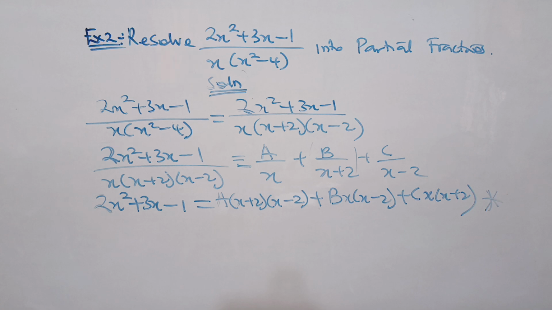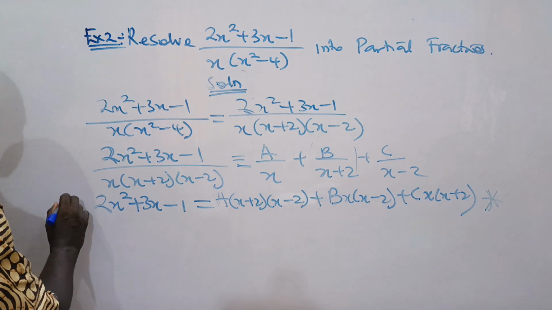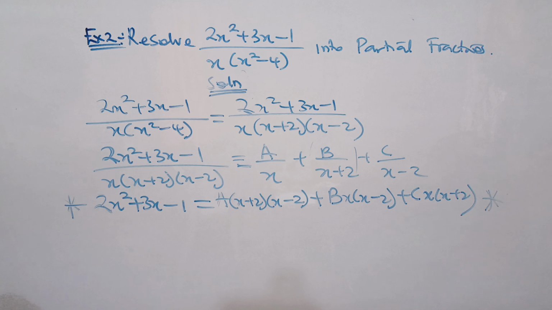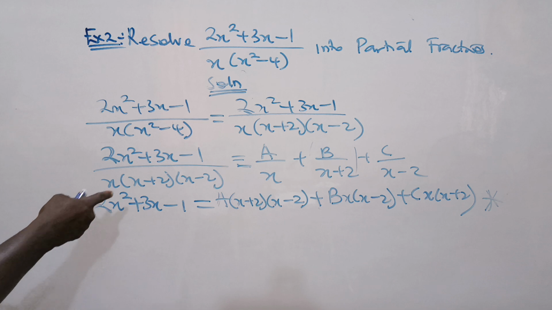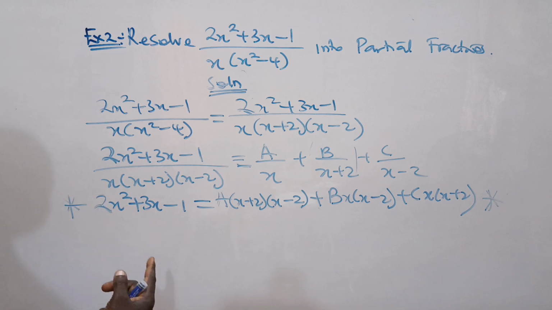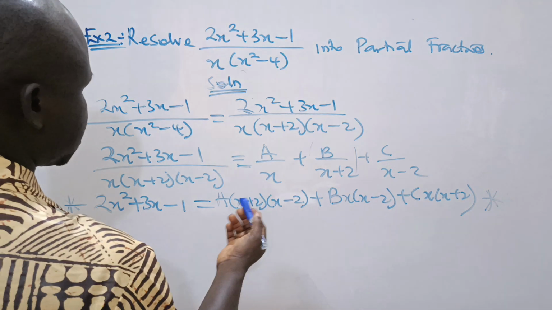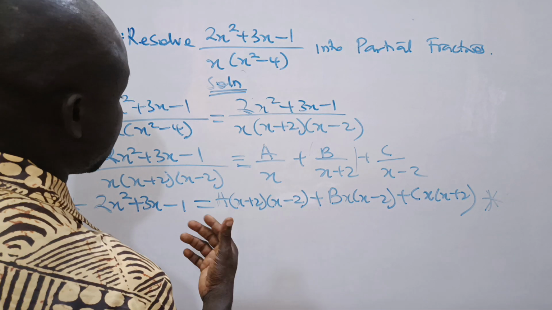So at this level, we have resolved everything to be an equation. Once we resolve everything to be an equation, then what do we do? At this point, we are going to apply either the method of comparing coefficients, or the cover-up method, to find the values of the unknowns A, B, and C. So what do we do here? We can start by using the method of comparing coefficients.